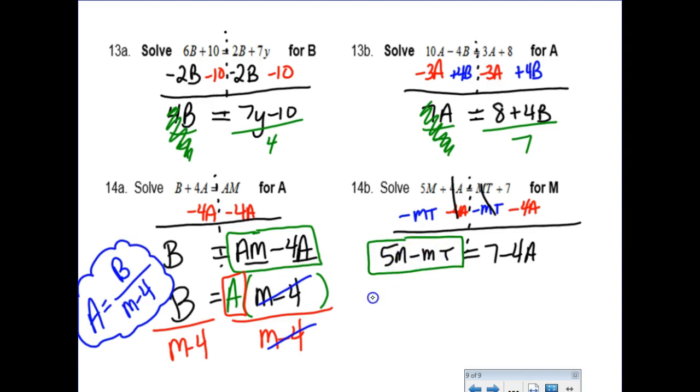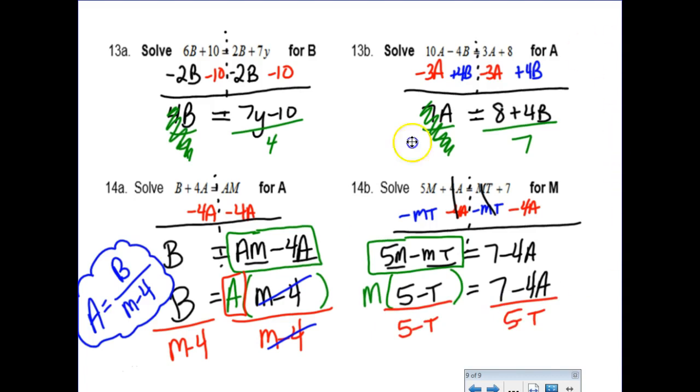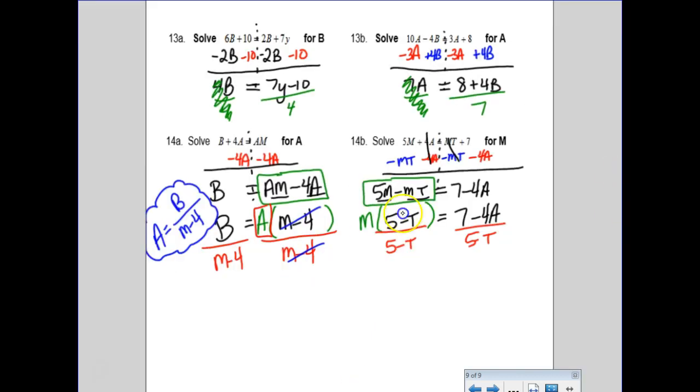So we have, now that they're collected together, you're going to factor the m out. And when you take an m out of here and here, you're still left with 5 minus t. Alright, I know it feels like an age since we started this problem, but we're almost there. You just got to divide by 5 minus t on both sides. And then you should see some cancellation right here, and voila, you have m isolated. So m equals, just write it down, 7 minus 4a over the quantity 5 minus t.